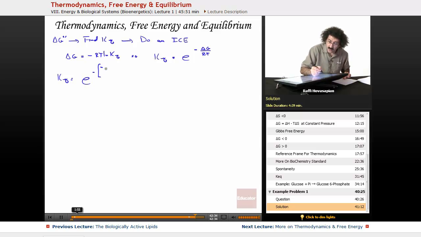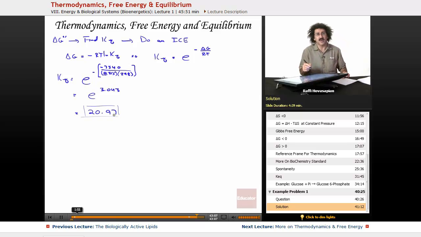So when I put these values in, KEQ equals e to the minus, we said that the delta G was negative 7.54 kilojoules per mole, so negative 7.540 kilojoules per mole, over RT, which is 8.315 times 298, because we're running this under standard conditions, 25 degrees Celsius. What you end up with is e to the 3.043, and you get 20.97. So our KEQ is 20.97.